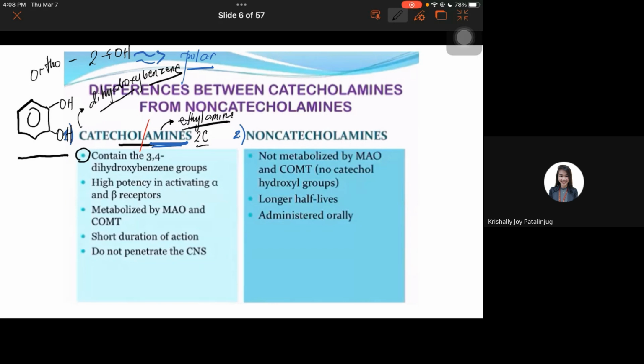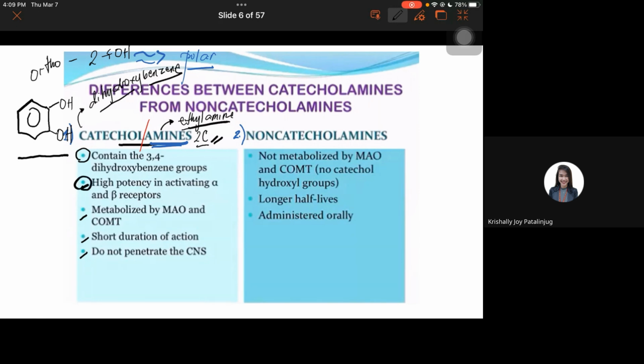Now, with regards to its structure, this time, i-relate naman natin yung structure niya to its characteristics or properties based sa mga nakasulat sa mga remaining bullets. Okay? So, let's have the second bullet.